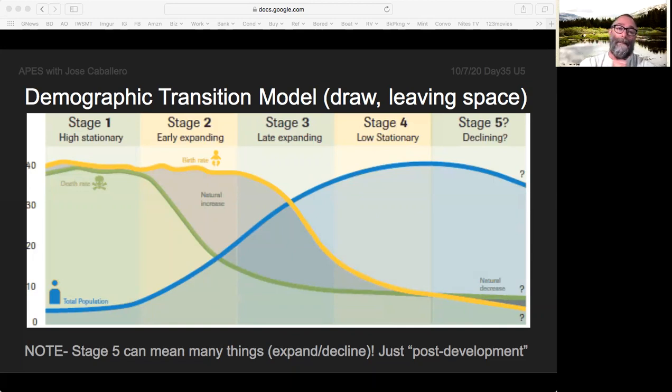Say stage 1 country, or you could say a pre-development country, a PDC. Stage 2 is the period of time in a nation's history when death rate starts to drop. And it's pretty easy to do that. We call that early development.